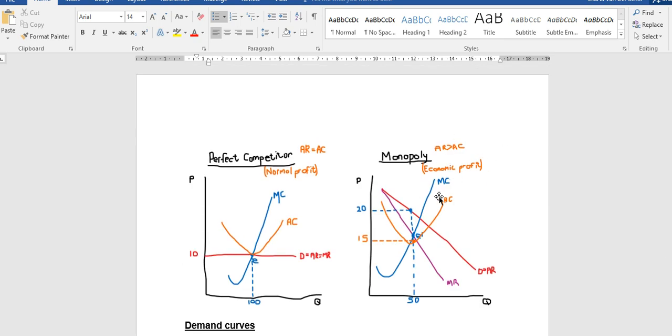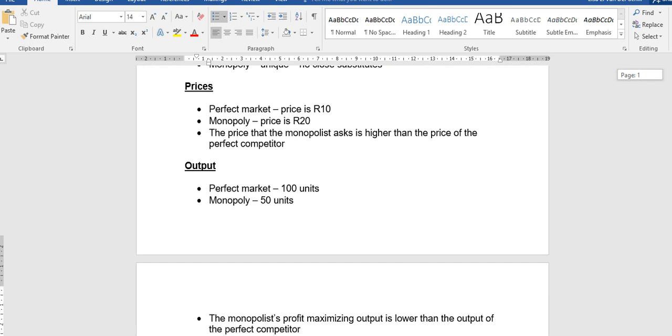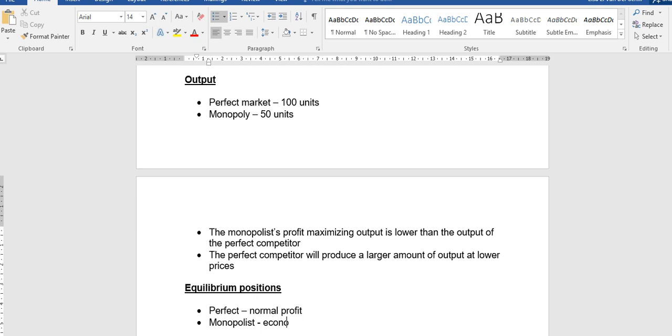Remember we said he has to make an economic profit. We can see it on the graph, right? His average cost is much lower than his average revenue. So the monopoly will be making an economic profit. But remember, all of this is based on the long run. Okay, the equilibrium position will be economic profit for the monopolist.